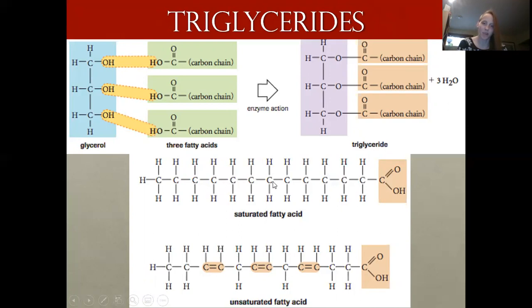If we look and our carbons are attached all to one another with single bonds, then that is a saturated fatty acid. If between our carbons we have areas where there are double bonds, now it is unsaturated. And that's because this carbon here, for instance, and this carbon here could hold more hydrogens if we just broke that double bond.